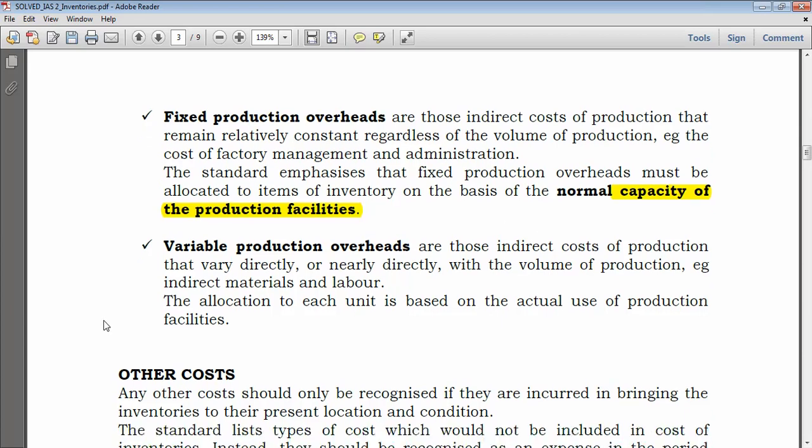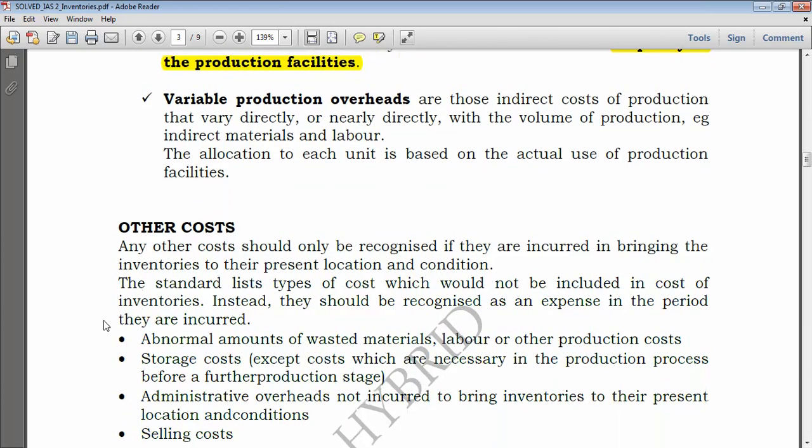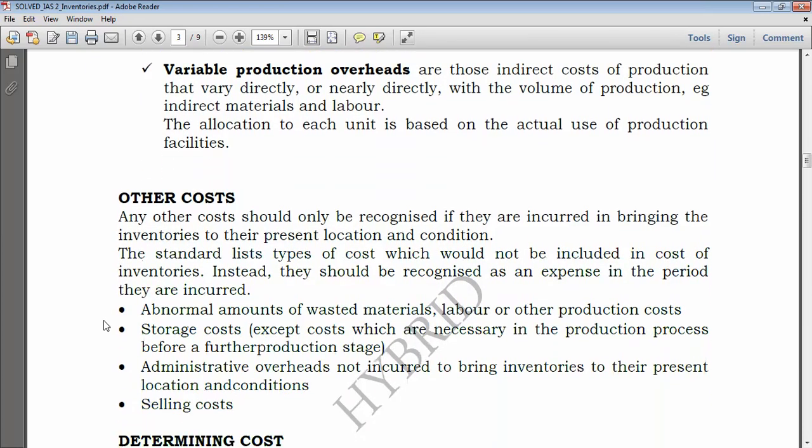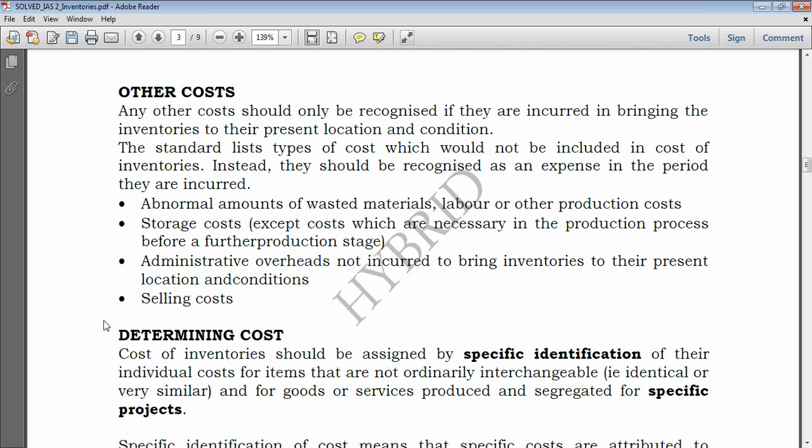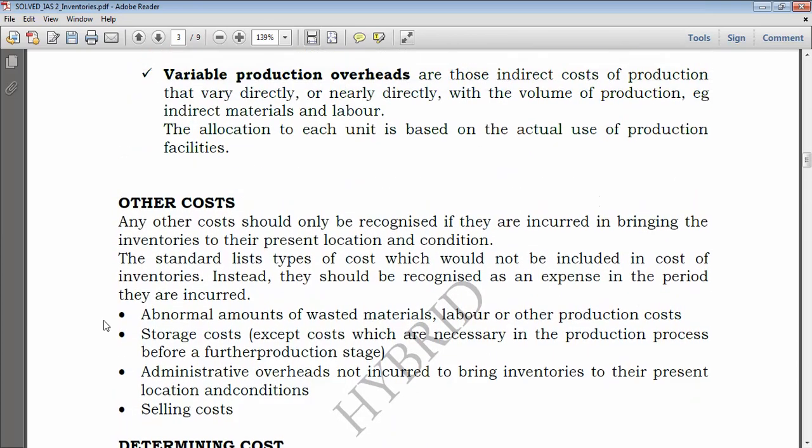And now lastly, let's take a look at other costs, and then we'll go and take a look at an example. I would have to ask you some questions there. Sure. The third component is other costs. Any other costs that have remained can also be taken. You just read the question and you'll find out whether they are actually related to acquisition of inventory or not. So we say any other costs should be recognized if they are incurred in bringing the inventory to its present location and condition.